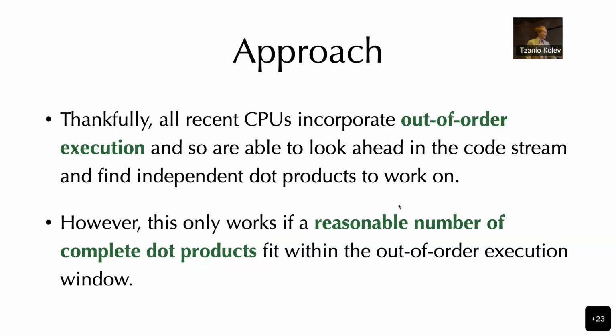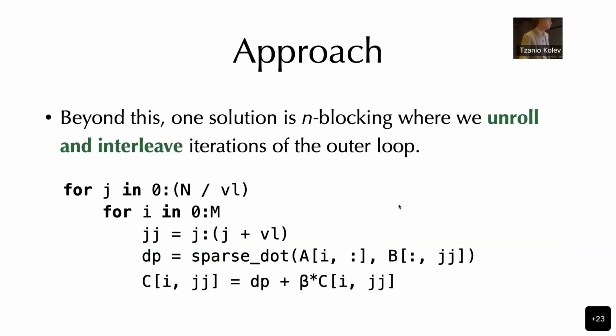So again, if that window is big and the dot products are small, the CPU can go ahead and find lots of other work to be getting on with, and you can get 100% of machine peak. If that window is small and your dot products are big, you can get into trouble. So, how can we work around this? Well, the simplest option is to try and work on more dot products at the same time. Give more independent dot products.